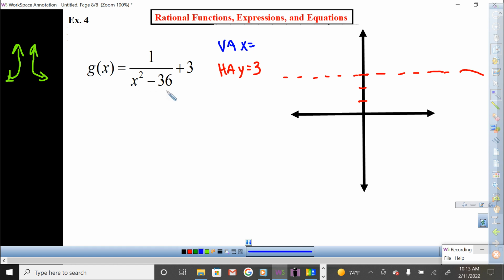The VA we need from here, but since it has a square, we have to set this equal to 0 and solve, because we need to leave x by itself. Right, Mario? So we add 36, x squared equals 36, square root, x equals plus or minus 6. That means my VA is plus or minus 6. Now we have a dilemma here. What is my VA? Positive 6 and?